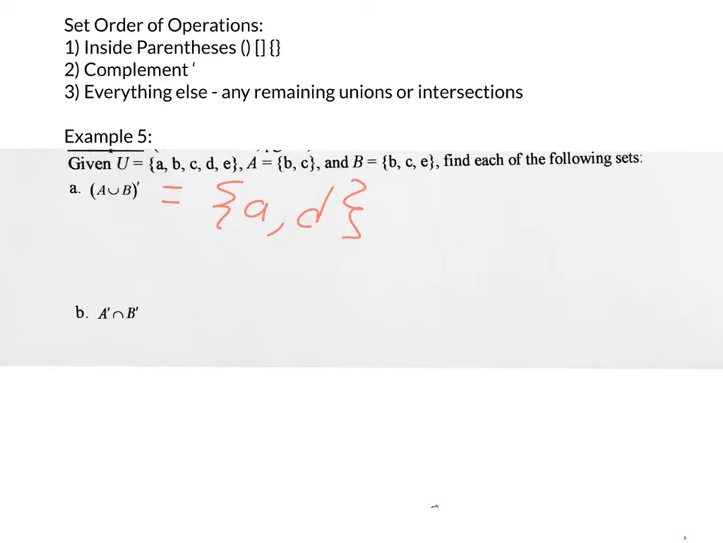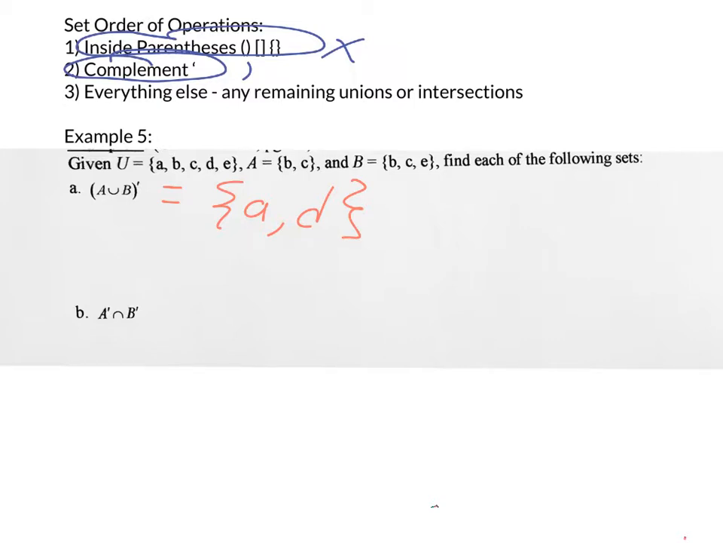Using the same sets, let's take a look at question B. It says A complement, because it's A apostrophe, intersected with B complement. All right, well, we see lots of set operations there. Step 1, you would do parentheses first, but there aren't any. So now I go to step 2. It says we do complements from left to right, the apostrophes from left to right. Well, we got a couple complements here.